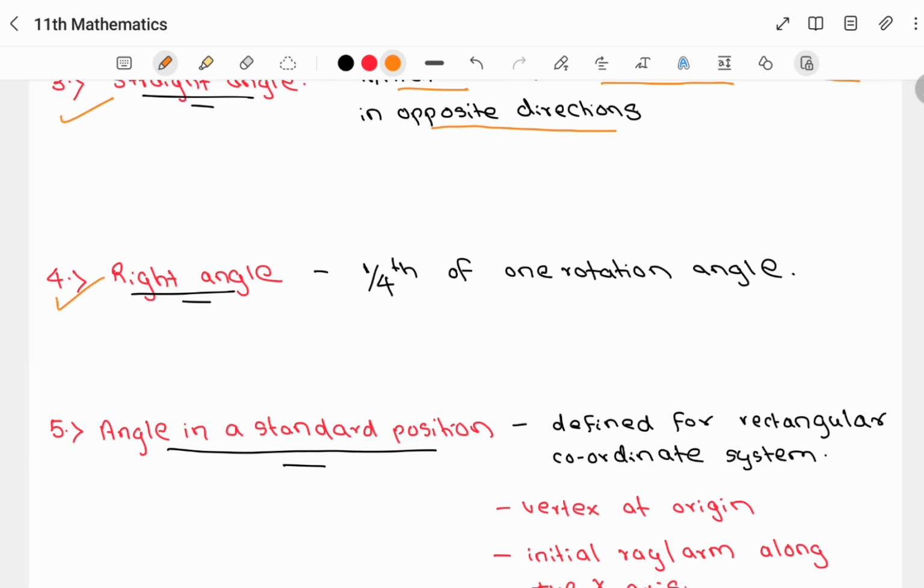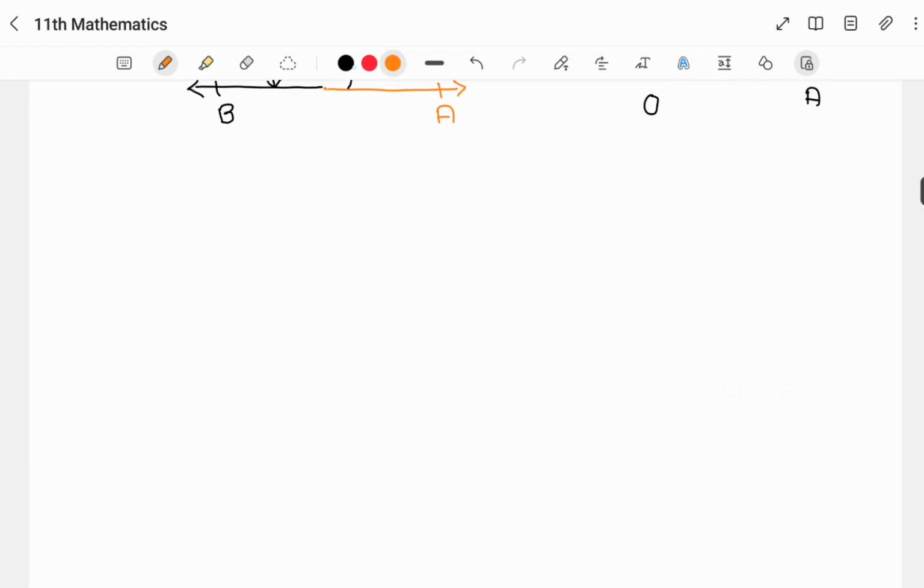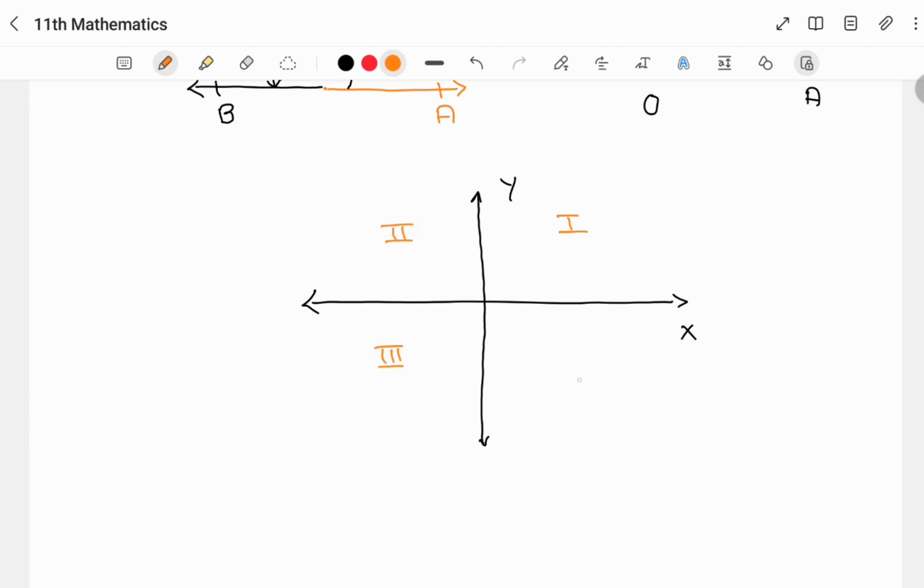So what is an angle in a standard position? When we talk about angles in a standard position, we are actually talking about angles in a rectangular coordinate system. So what is a rectangular coordinate system? The 4-quadrant system. So this is your y-axis, and this is your x-axis. Fine. This is your first quadrant, this is your second quadrant, this is your third quadrant, and this is your fourth quadrant.